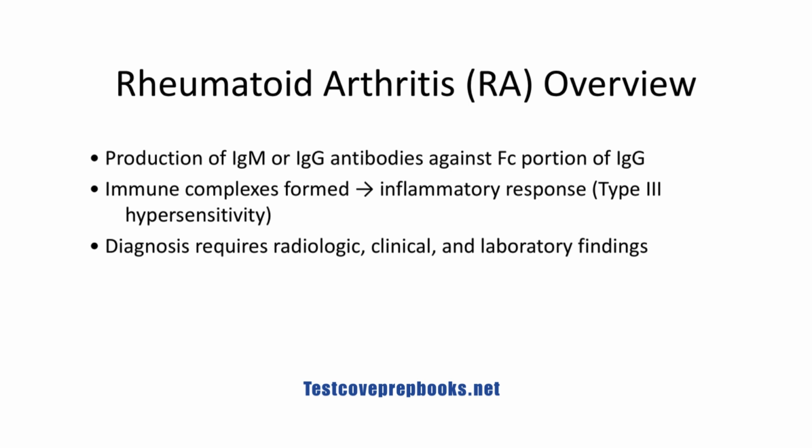Rheumatoid arthritis is an autoimmune condition in which the body produces IgM or IgG antibodies against the Fc portion of IgG molecules. These immune complexes generate an inflammatory response, which is classified as a type 3 hypersensitivity reaction. Diagnosis of rheumatoid arthritis requires a combination of radiologic, clinical, and laboratory findings.